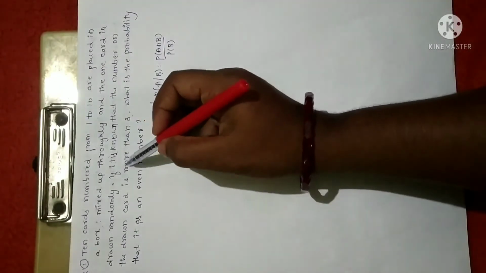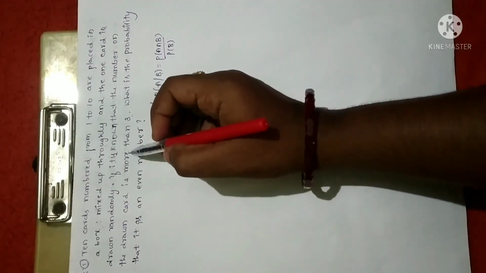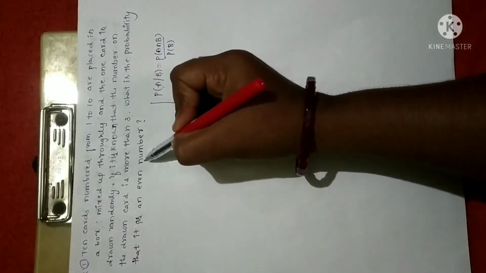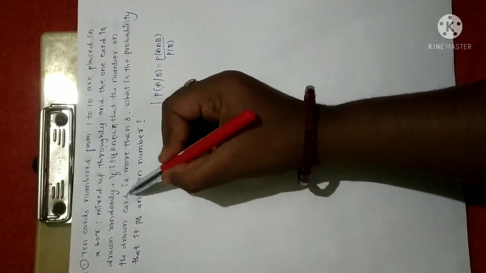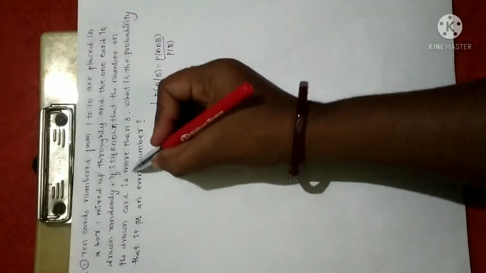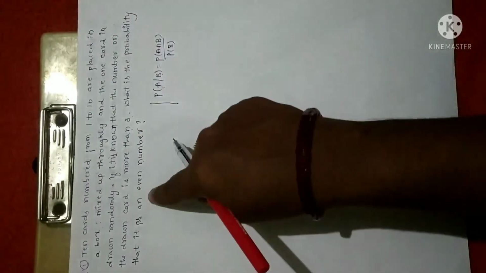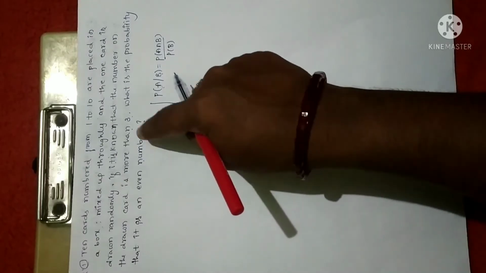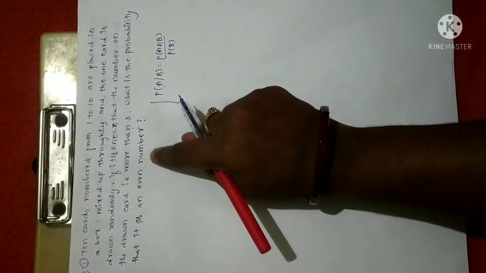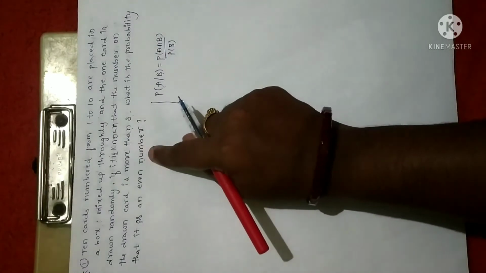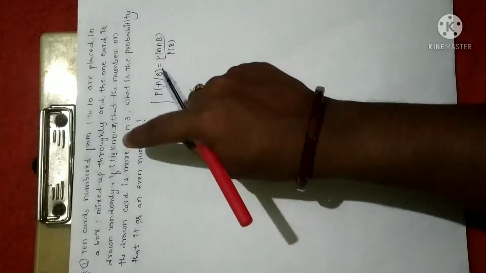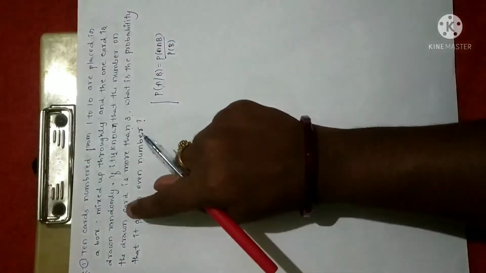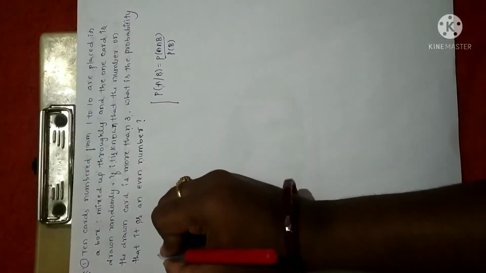Here you have two events. One event is that the number on the card drawn is even, and another event is that the card which is already drawn has a number more than 3. One event is that when a card is picked, it has a number more than 3. Another event is that we have to pick a card whose number is even. That is what we have to find, the unknown event: the number on the card drawn is even. The known event is that when a card is picked, the number is more than 3. So here we have two events.